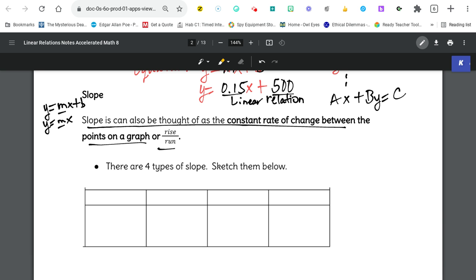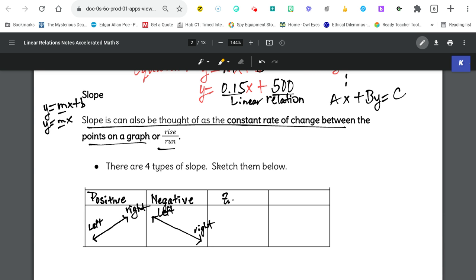So let's see. There are 4 types of slope. There's what we call a positive slope, and it will go upward from left to right. There's what we call a negative slope, and this is from left to right, guys. A negative slope will go down from left to right, what we call decreasing. So on the left side it'll be up, but then on the right side it'll be going down.